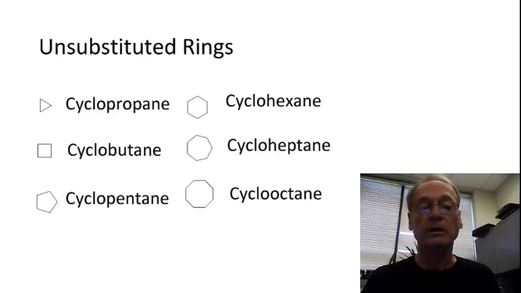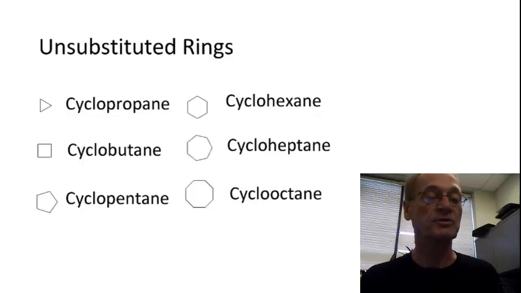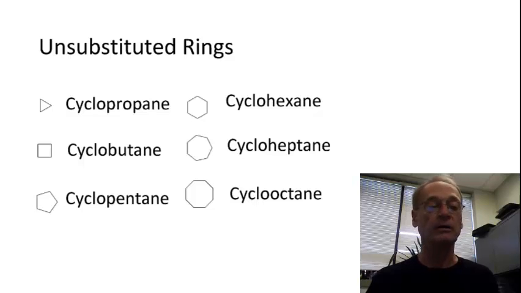First thing, very simple: the ring itself is named as if it were the same number of carbons in an alkane, propane, butane, pentane, and so on, except you put a cyclo in front to indicate that it's in a ring. So cyclopropane, 3-carbon ring, cyclobutane, 4-carbon ring, and so on. And those are just the names of those alkanes. Don't need any numbering system.